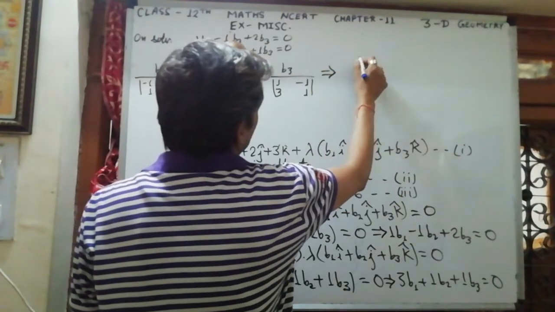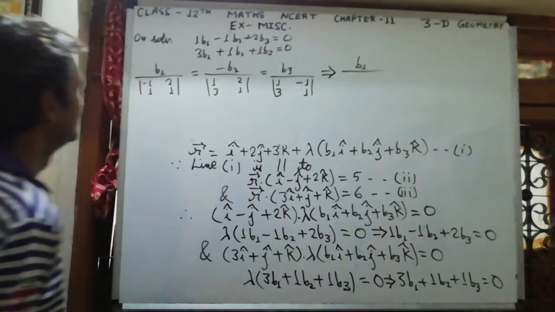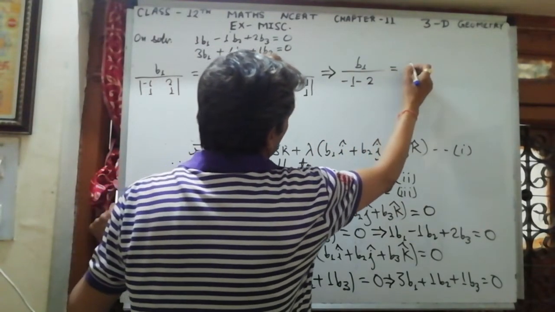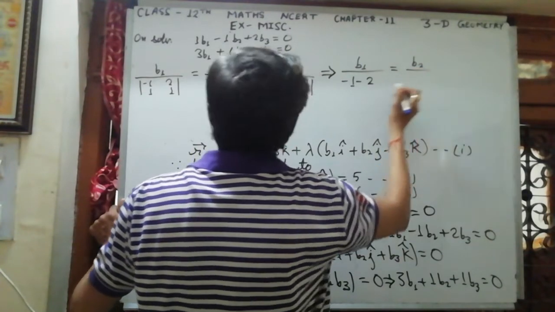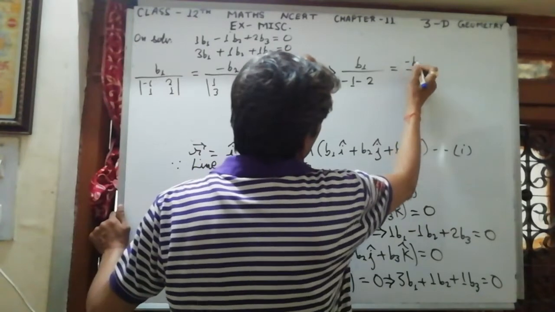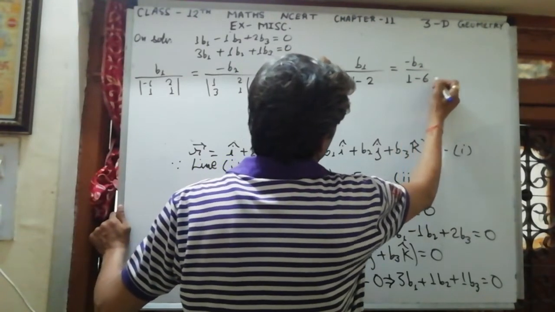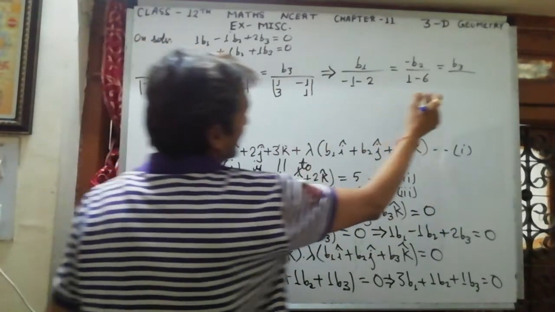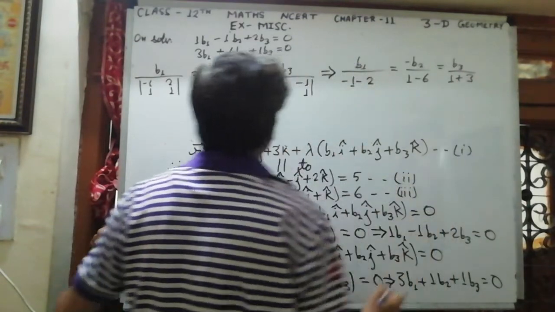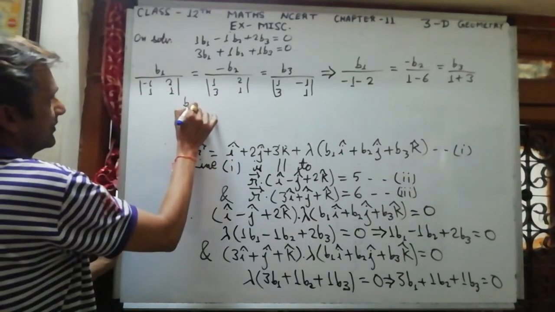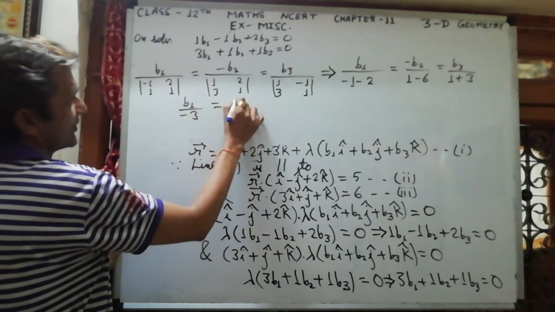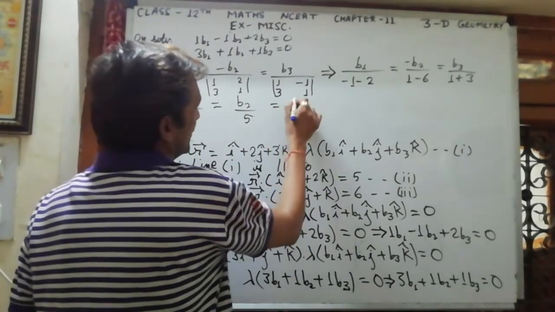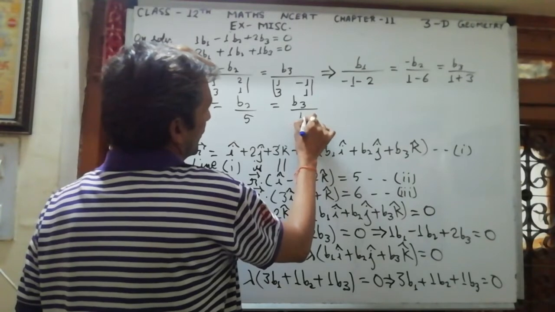It implies that b1 upon (minus 1 minus 2) is equal to minus b2 upon (1 minus 6) is equal to b3 upon (1 plus 3). That is, b1 upon minus 3 is equal to minus b2 upon minus 5, which means b2 upon 5, and that is equal to b3 upon 4.